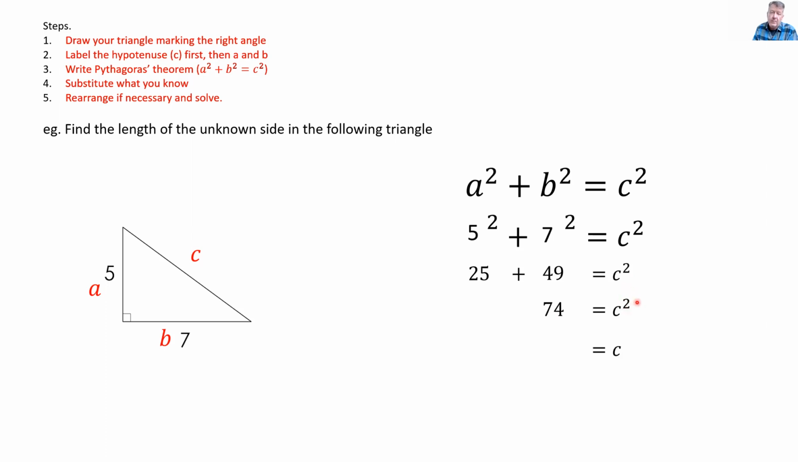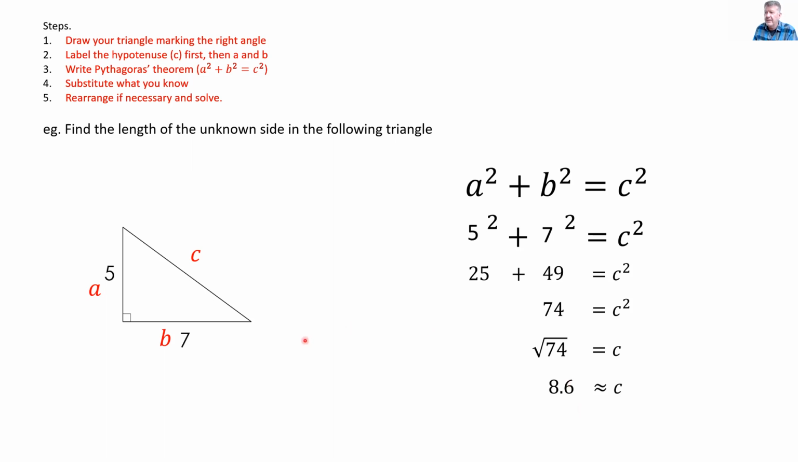How do we get rid of a squared? Well, what's the opposite of plus? Minus. What's the opposite of times? Divide. What's the opposite of a square? A square root. So we're going to do the square root of 74. Now we've got the c by itself. You can type that in the calculator and you will get c is approximately equal to 8.6.